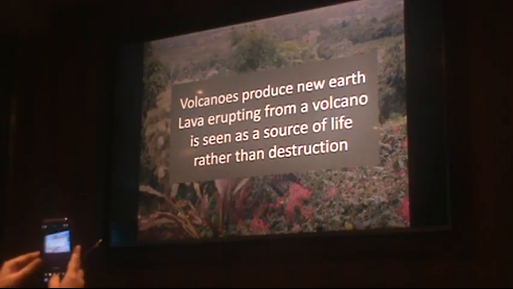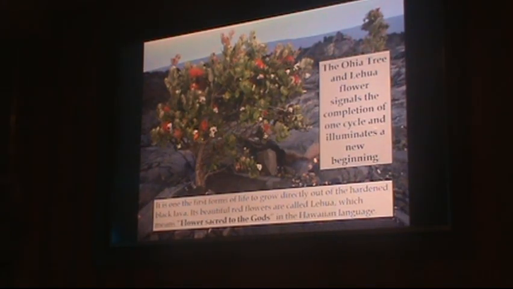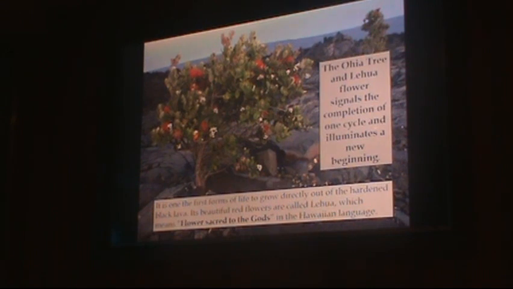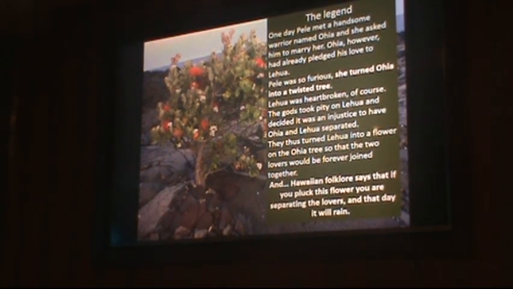Lava erupting from a volcano is seen as a source of life rather than destruction, unless it was your house that got burned down. Right? Yeah. Might not see it that way. After a volcanic eruption, the ohia tree and the lehua flower signal the completion of the life cycle here, and illuminate a new beginning. And you will see this tree with these bright red flowers, and there's a legend about it, and I thought I would tell you this, so that when you do see the ohia tree, you will know the story of it.